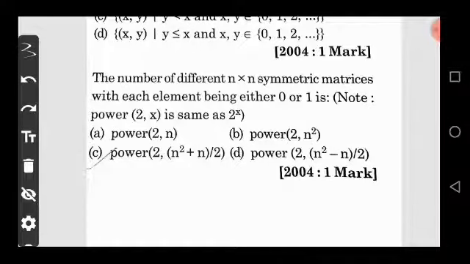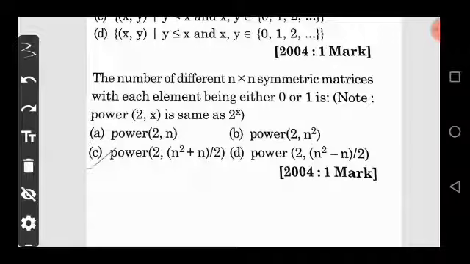Next question: the number of different symmetric relations, with each element being either 0 or 1. A notable point is that the power of 2x is the same as 2 to the power of x. So what is the correct answer? Here are four options. Option A: 2 to the power n. Option B: 2 to the power n square. Option C: 2 to the power of n square plus n by 2. Option D: 2 to the power of n square minus n by 2.